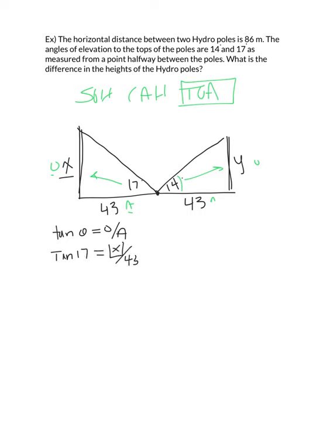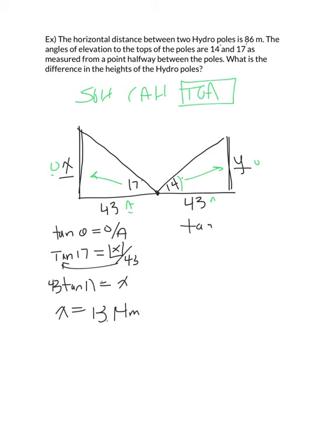I have an X on top. I'm going to go ahead and bring that 43 over. So 43 tan of 17 is equal to X. And then I'm going to go ahead and type that into the calculator, and I'm going to get 43 times tan of 17, 13.14 meters. Now I'm going to do the same thing for y.